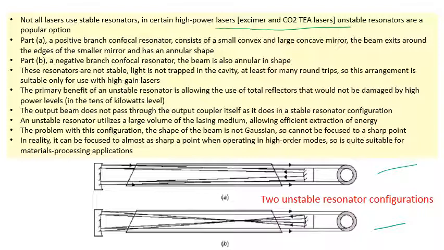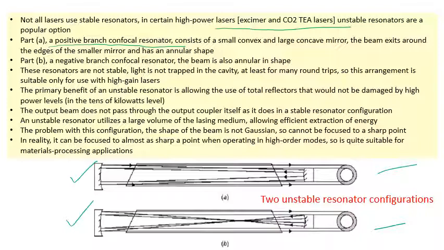Okay, the light passes through a number of times, and after a while it automatically misaligns and the light will go off. This avoids the blast until we are getting the laser. There are two figures you can see in the book as well. Figure 2, A and B. They are given the names A and B. So part A, what it's saying here, a positive branch confocal resonator. Positive branch confocal resonator.